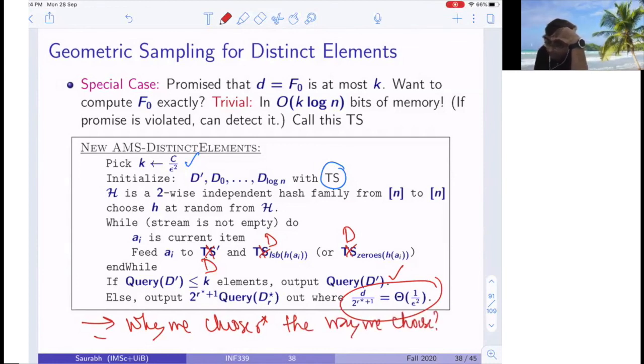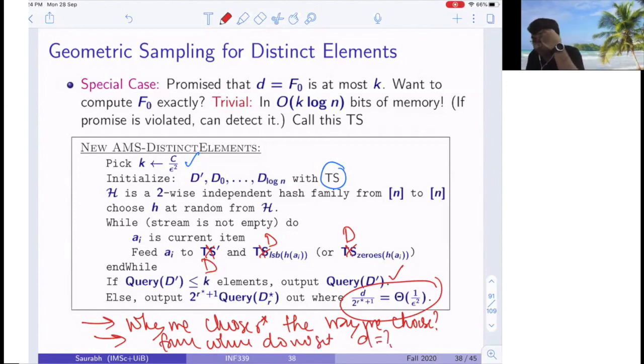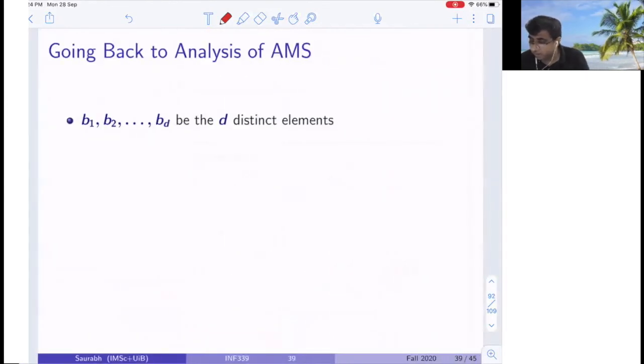Okay. Secondly, from where do we get d? Right? You get my point. I'm saying I want to compute distinct elements d, and I'm using d in my algorithm. So there are two things which I must tell you. Okay? So we will see that. So going back to the analysis of AM, okay?